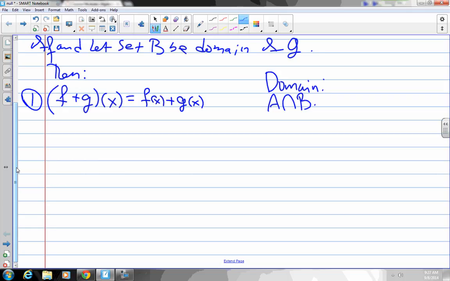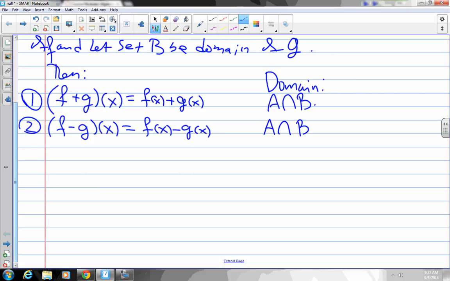So the same thing will work for the rest of the functions. If I want to define the difference of two functions, that's simply f(x) minus g(x). But the domain would be the intersection, A intersected with B, because both of these functions have to work at the same time.